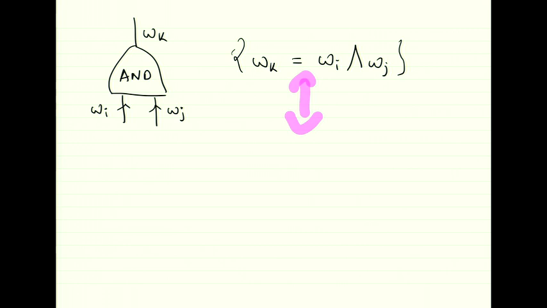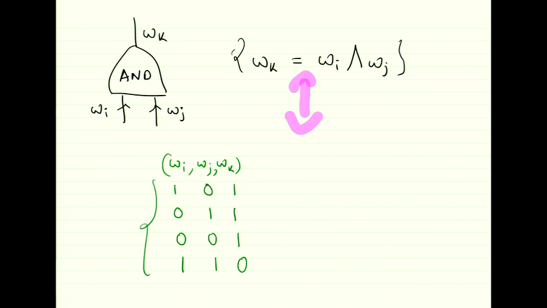So basically, what are the forbidden assignments? Well, these are the forbidden assignments. So what are the forbidden assignments to this? Well, 1, 0, 1; 0, 1, 1; 0, 0, 1; and 1, 1, 0. Okay? These are the things that you should not have. These are the 4 assignments at which WK is not equal to WI and WJ. So that tells you what sort of constraints you should add.